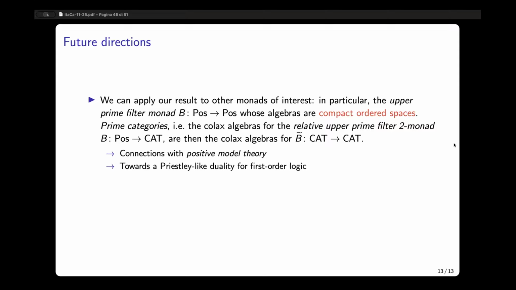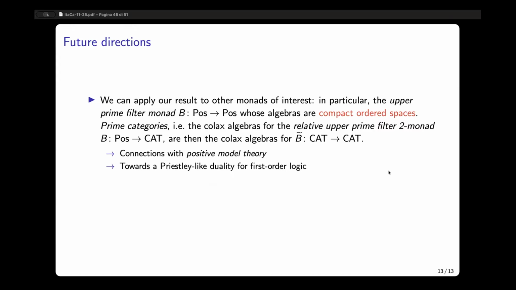For example, posets. If we take the upper prime filter monad, which means the one that has compact ordered spaces as its algebras, well, we have a notion of Kock-Zöberlein algebras for the relative upper prime filter monad, which we can unrelativize and prove that it's exactly the same. It's algebraic over Cat in a Kock-Zöberlein sense. And we get something which we momentarily call prime categories as its algebras.